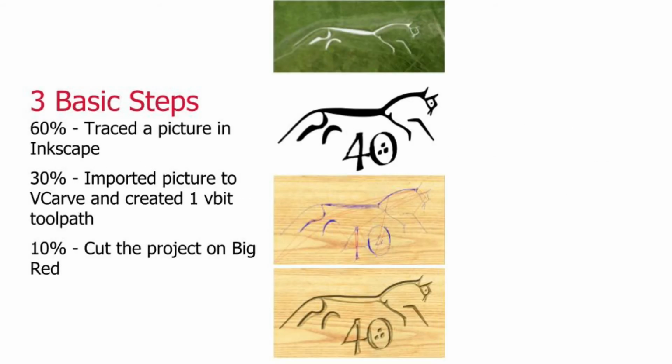So to show a quick workflow for the horse sign that you saw earlier in the presentation, that started with a picture taken from Google Images. Then using Inkscape, I traced that picture, adjusted it, made it look right, added the number 40, then imported that picture into VCarve and created the toolpath that would then cut out where I wanted it to, all of the wood on that project. And then about 10% of the time was actually just setting it up and cutting that out on the big red CNC.